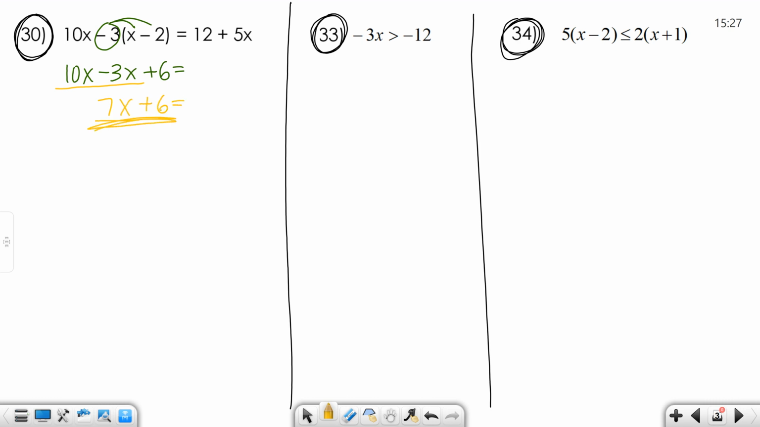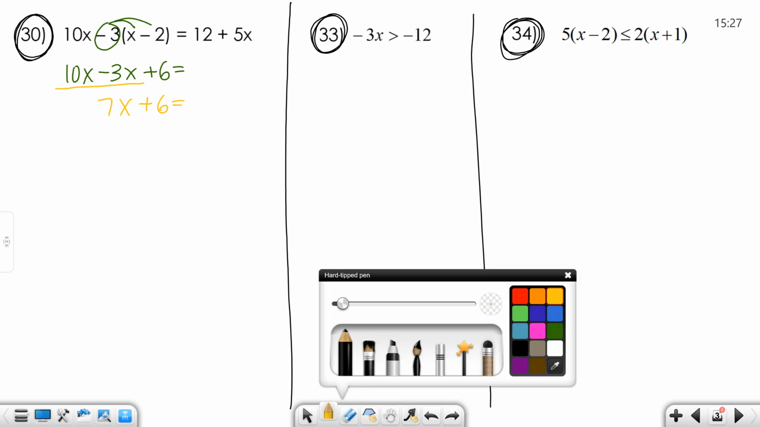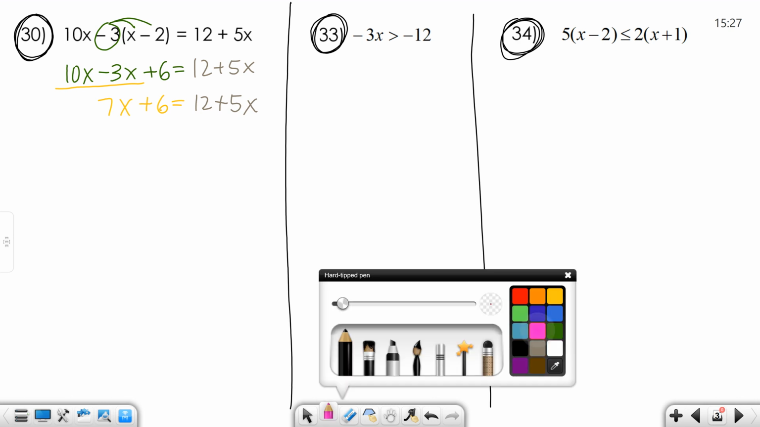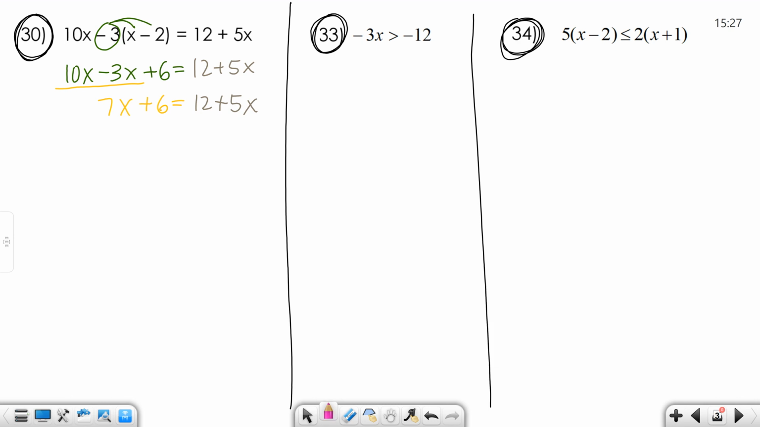Can I do any more work over here? No. Now let's go to the other side and say, what can I do on this side? Well, we already said there's nothing to do over here, right? So just bring that down. 12 plus 5x and 12 plus 5x. Now you determine, hey, what am I going to move from one side to the other? I'm going to move my 5x, but there's nothing wrong with moving any of the other terms here, the 7x, the 6, or the 12. So if I do that, that cancels. I'm left with 2x plus 6 equals 12.